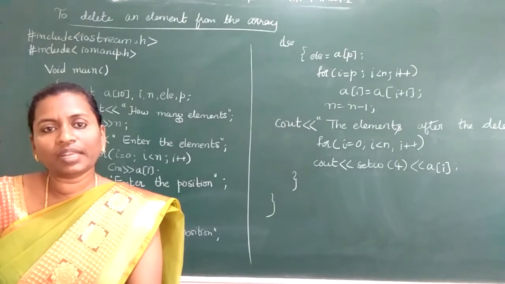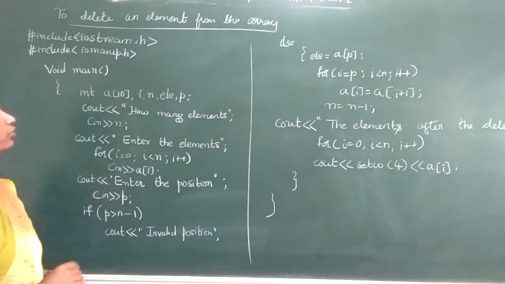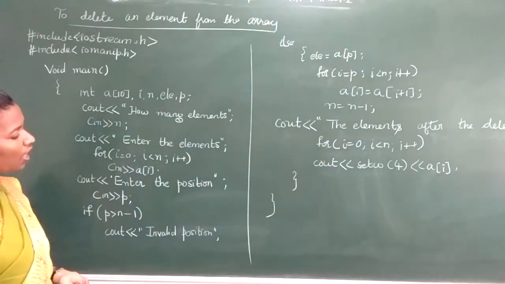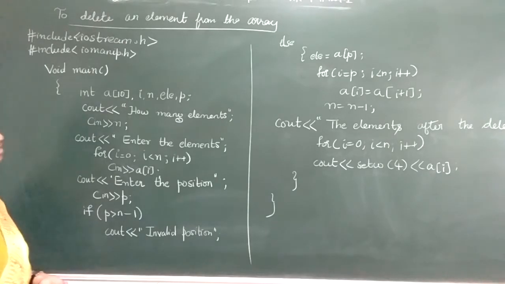Removing an element from an array, we call it deletion. So here, what we have to do is remove the element from an array. As a result, the array size will become n equal to n minus 1. Now we'll see the implementation of deleting an element from an array.